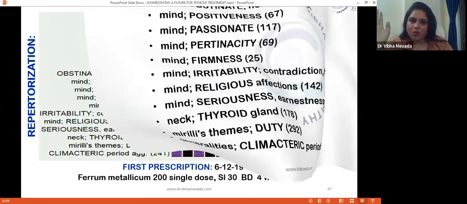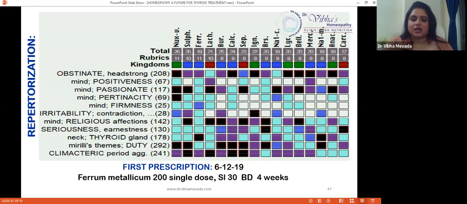So when we put all these rubrics in our repertory chart, what we got here is so many medicines covering almost all the symptoms in the repertory chart. In first number Nux Vomica is there, another is Sulphur, then Ferrum Met is there. Out of all these medicines, my prescription was Ferrum Met.